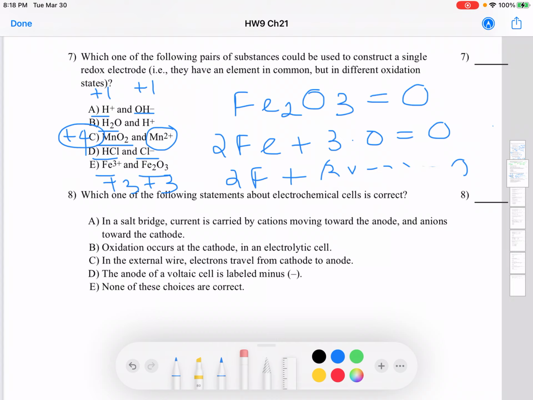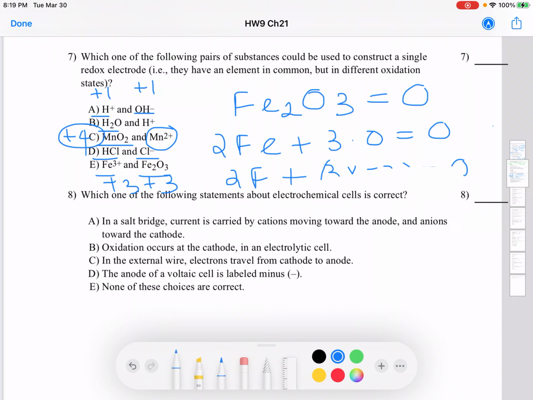The next one. Which one of the following statements about electrochemical cells is correct? In a salt bridge, current is carried by cations moving towards the anode and anions towards the cathode. Oxidation occurs at the cathode in an electrolytic cell. Is that correct? Oxidation occurs at the cathode? No, oxidation occurs at the anode.